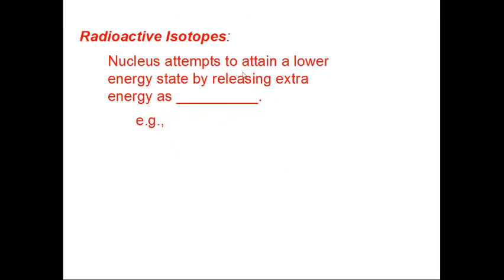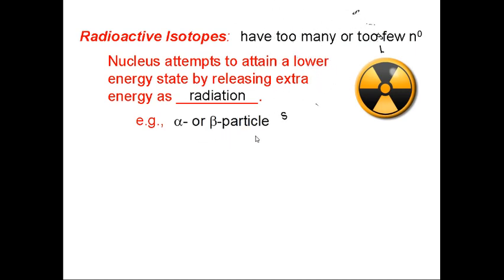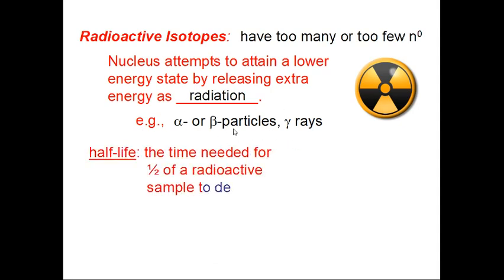So the nucleus attempts to attain a lower energy state, so it releases energy. That energy is released as radiation. You might have heard of radiation before, things like nuclear power and nuclear bombs, things like that. But that radiation energy is energy that's either in alpha particles, beta particles, or gamma rays. We'll talk more about that a little bit later on as well.